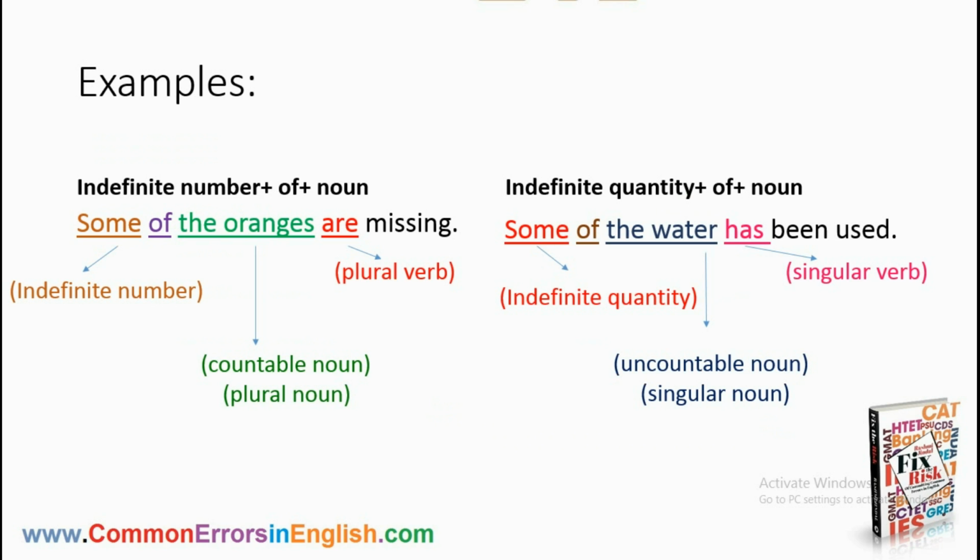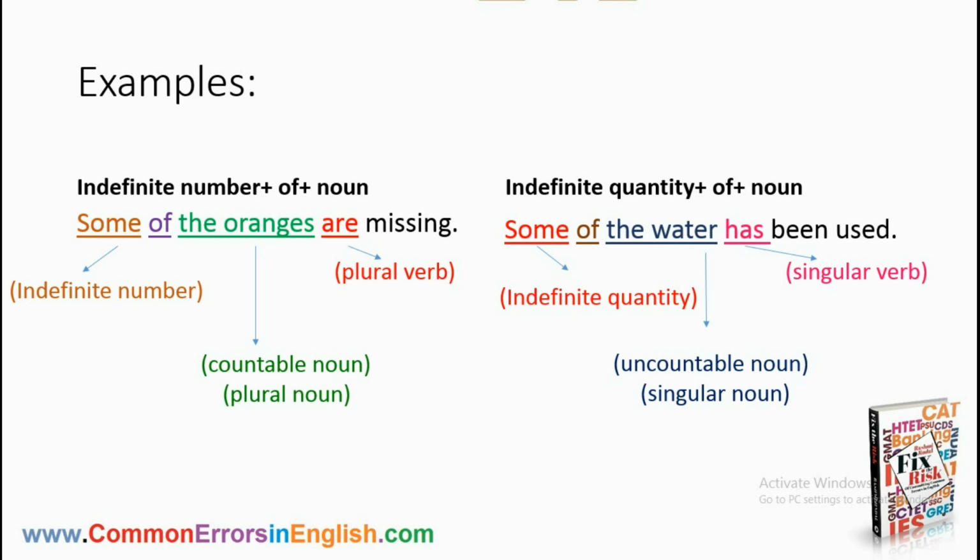We'll better understand it by examples. We have got 2 examples here. Some of the oranges are missing and some of the water has been used. In the first example, we have got a combination of indefinite number plus of plus noun, and in the second example, we have got combination of indefinite quantity plus of plus noun. In the first example, some is an indefinite number because it is referring to countable noun, and in the second example, some is indefinite quantity because it is referring to uncountable noun.